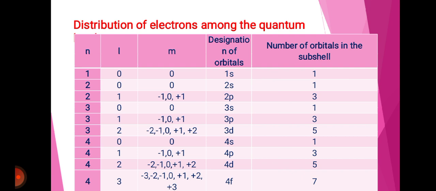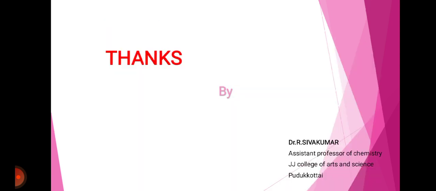And then likewise, if the principal quantum number is 4, the l values, that is the azimuthal quantum number, are 0, 1, 2, 3. For l equal to 0, the magnetic quantum number is 0. For the l value of 1, the m values are minus 1, 0, plus 1. This is the 4p orbitals and 3 orbitals are there. If the l value is equal to 2, the m values are minus 2, minus 1, 0, plus 1, plus 2, that is the d orbital, there are 5 orbitals. If l is equal to 3, the m values are minus 3, minus 2, minus 1, 0, plus 1, plus 2 and plus 3. This is the 4f subshell. There are 7 orbitals in the subshell. So this table explains the distribution of electrons among the quantum numbers. Thank you.